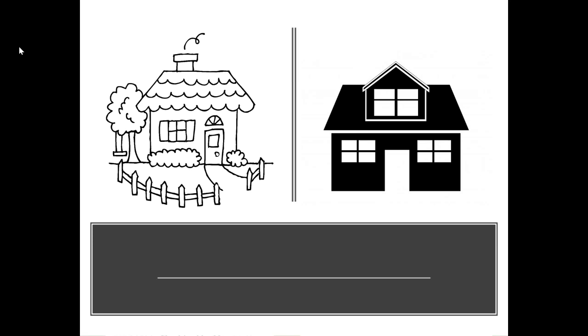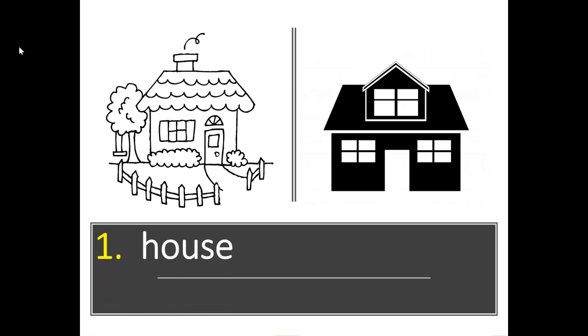Well, in the first picture, I notice a house with a door and a window and a fence, and there's even some smoke coming out of the chimney. In the next picture, I notice a house or a home as well with two windows on the first floor and two windows on the top. And how are these pictures the same or similar? They both show a house.